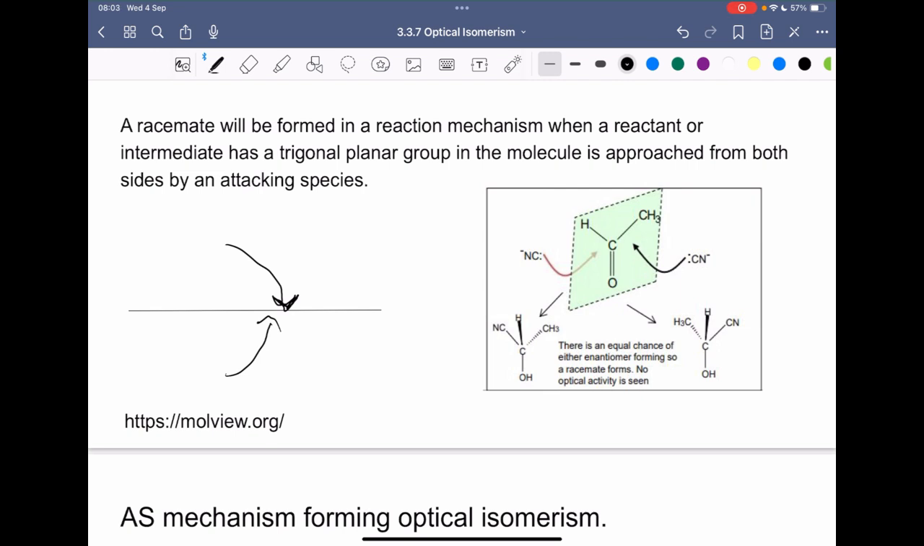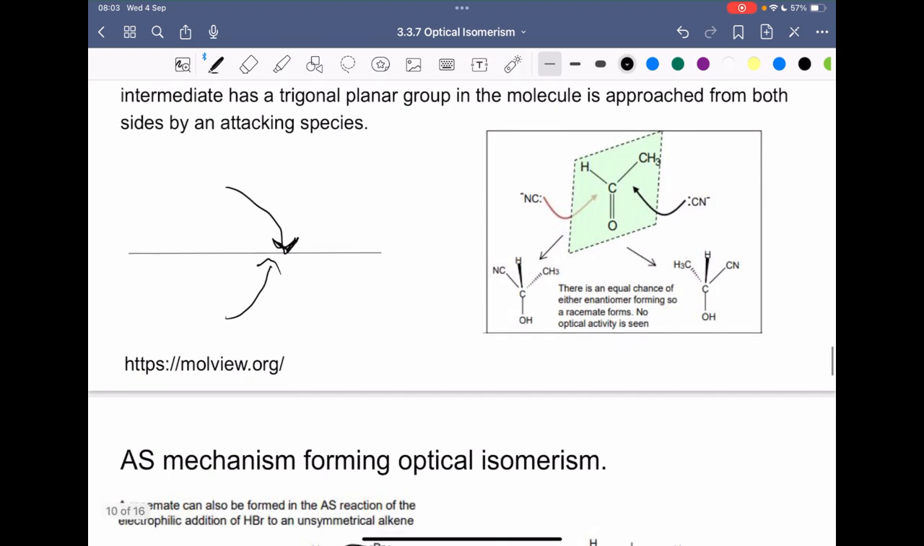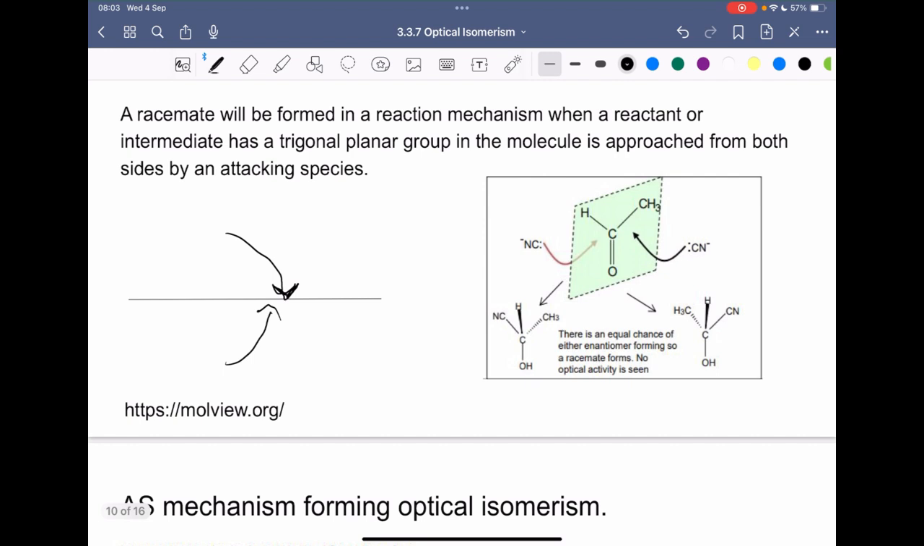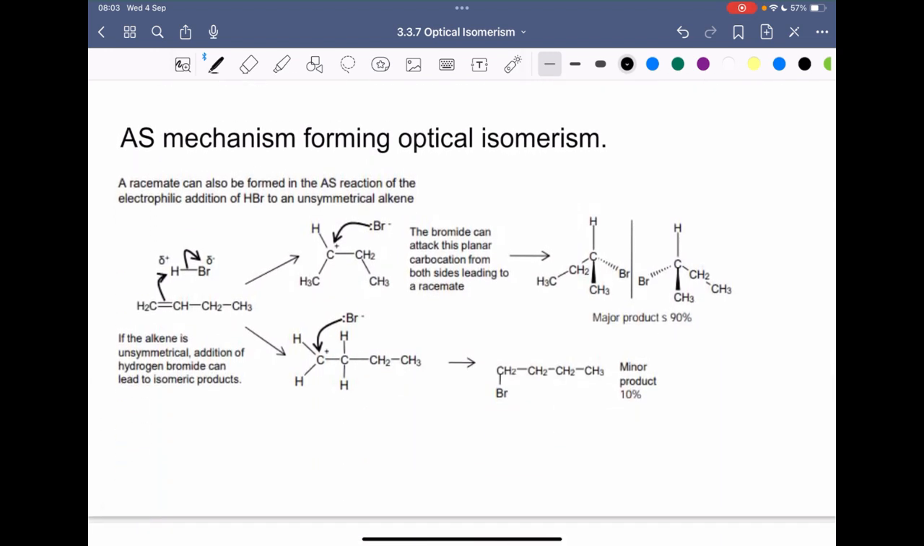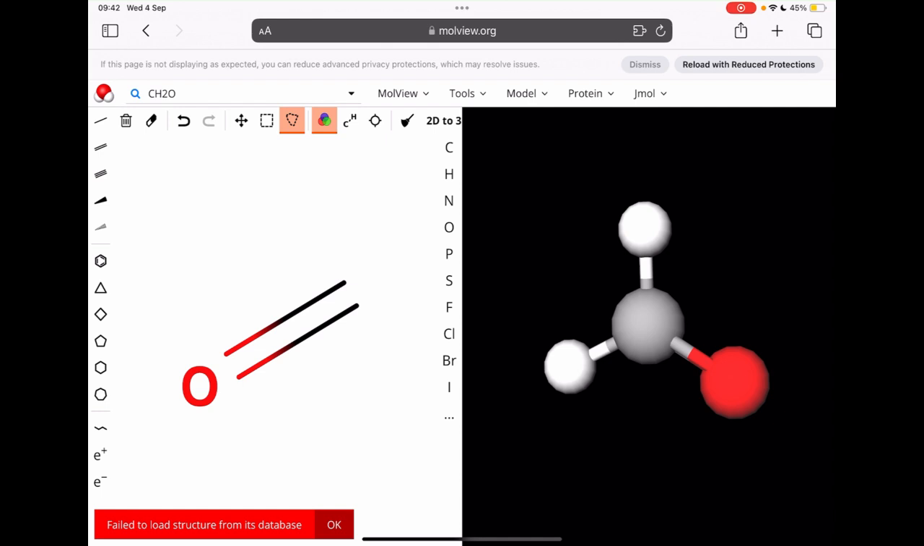Now, here's the thing, it has a 50-50 chance of attacking either side, and that's why there will be equal amounts of each enantiomer, okay? And then if that happens, a racemate is formed, and you would have no optical activity, no overall rotation of the light. Okay. So this is the mechanism you guys have gone through, which actually forms optical isomerism. It's electrophilic addition.